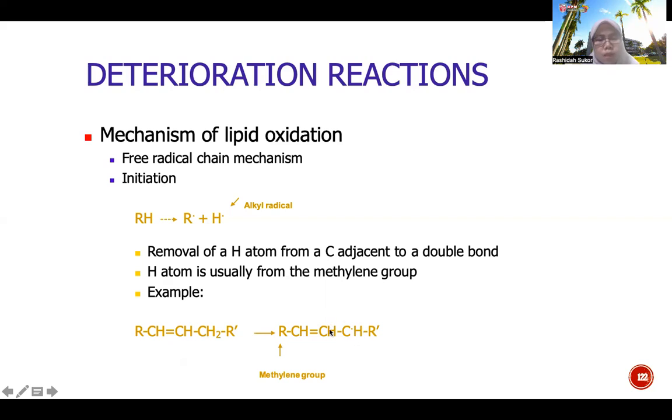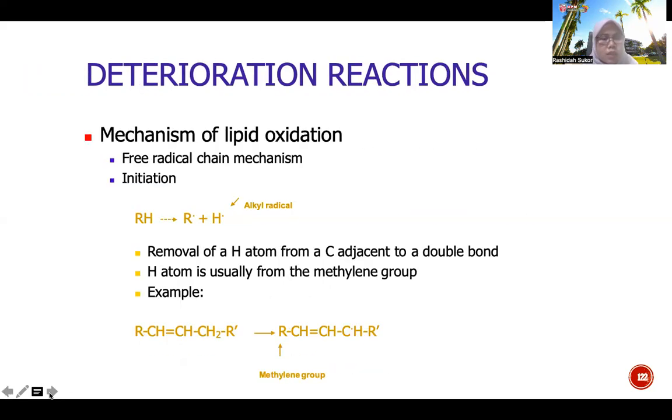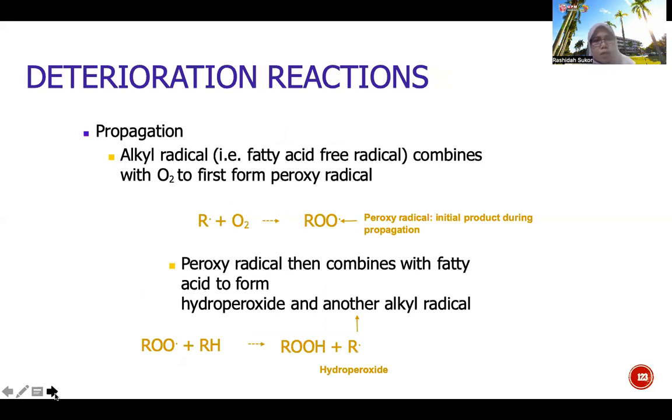So it becomes R-CH=CH, and here it will change to CH2, it will become C and H, and that will have the free radical mechanism. Okay, so this is the methylene group. And then this is the initiation. After that, the second part is the propagation. Propagate means it keeps increasing, propagation.